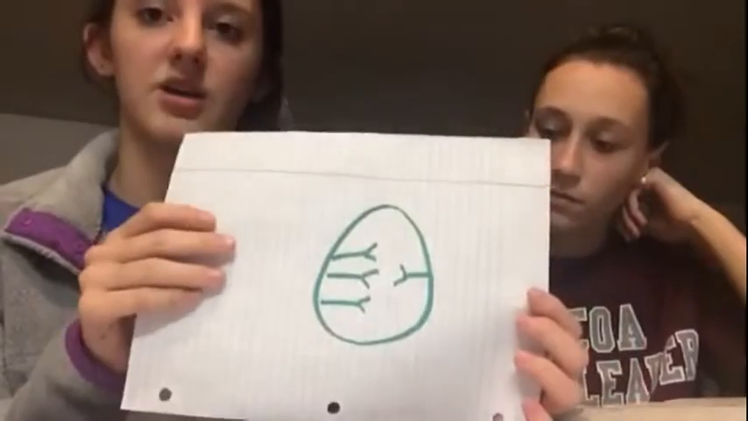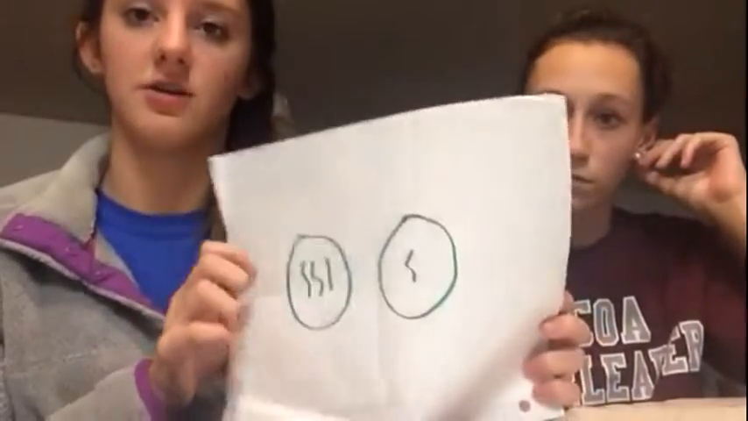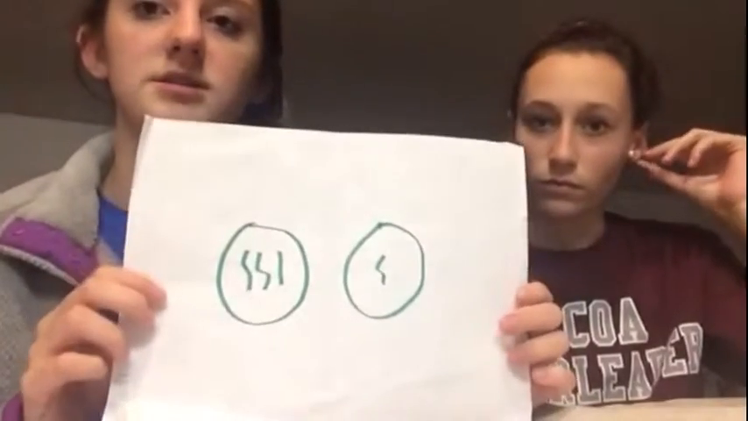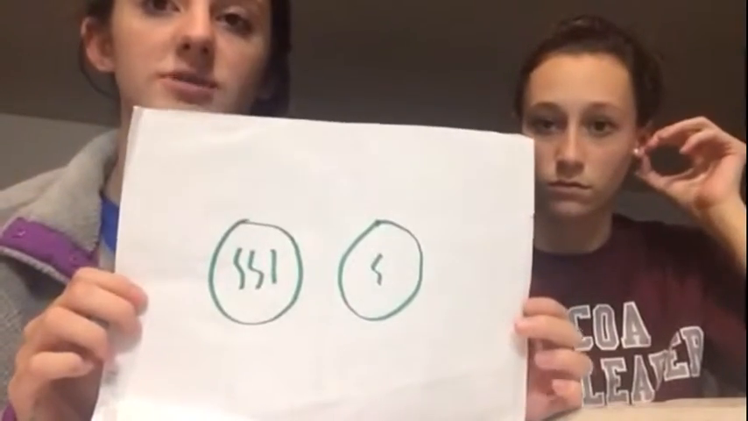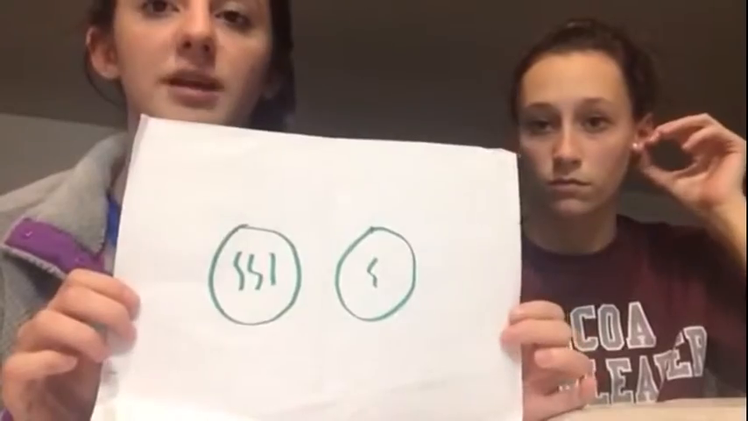Next, I'm going to talk about non-disjunction. Non-disjunction is an error that occurs during cell division, specifically in anaphase. When the chromosomes split, it can cause there to be too many in one cell and not enough in the other. What can happen is syndromes such as Turner syndrome, Down syndrome, Klinefelter syndrome, and even infertility.